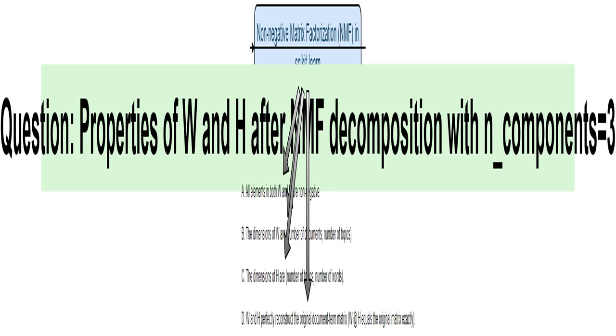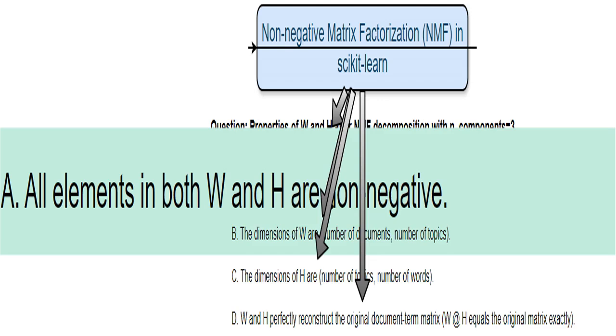This question asks about the characteristics of the matrices W and H that result from applying non-negative matrix factorization, NMF, to a document term matrix. Specifically, it wants to know about the signs of the numbers in the matrices, their dimensions, and whether they perfectly reconstruct the original document term matrix. I'll explain what each characteristic means. This statement says that every number in both matrices W and H is 0 or positive. This is a key feature of NMF. NMF only uses non-negative numbers.